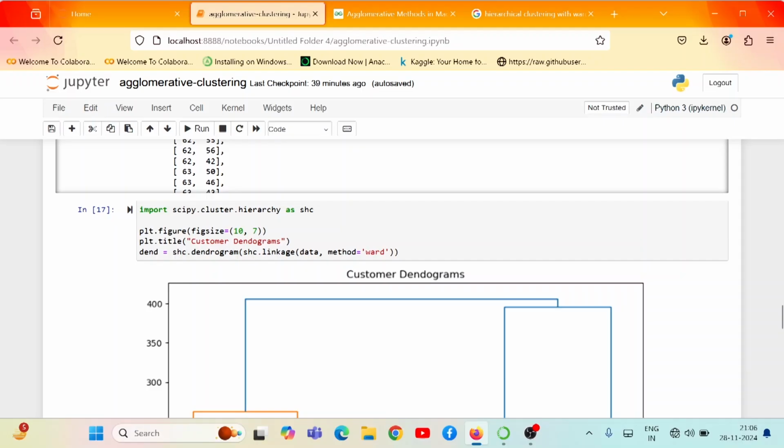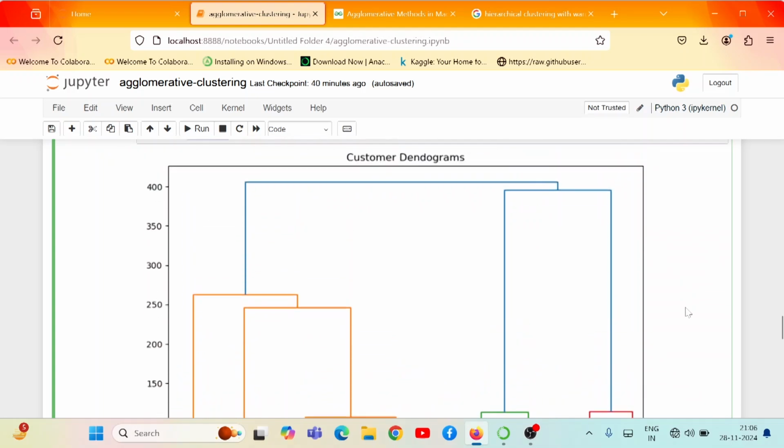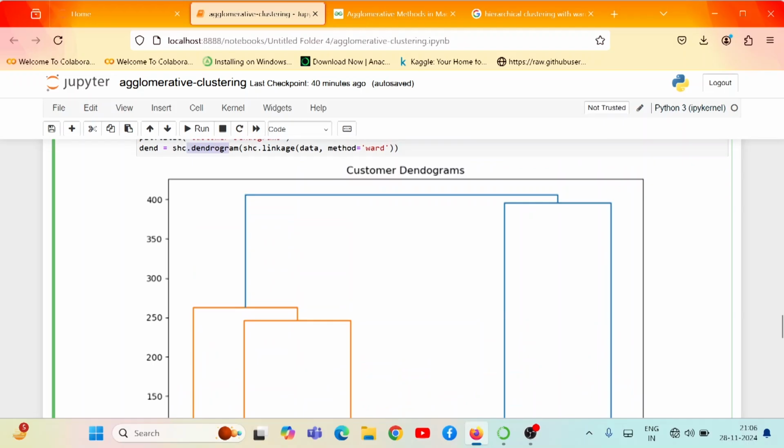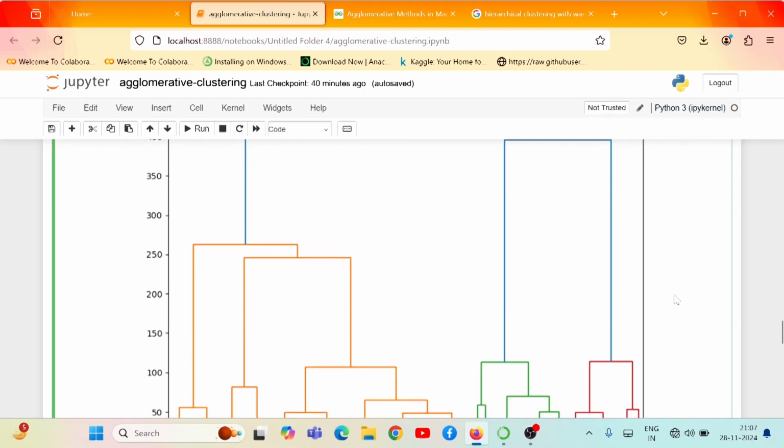Now we are applying hierarchical clustering. This is available in SciPy, scipy.cluster.hierarchy. From there we are calling this method. Now let us plot this dendrogram. If you plot this dendrogram, this is how our dendrogram will look. Now why are we drawing this dendrogram?